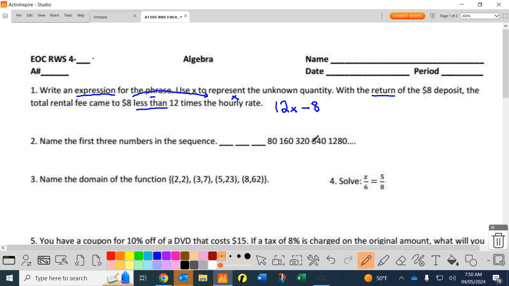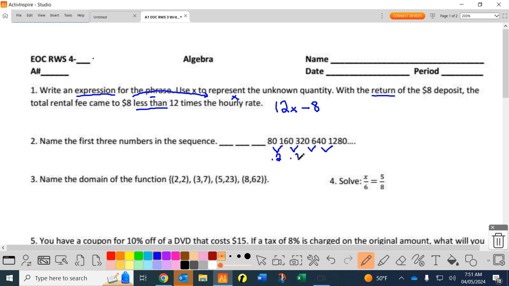From there, the next one says, name the first 3 numbers in the sequence. So what we've got to do is figure out what's happening between each number, and then go backwards. So let's see. Well, 80 to 160, they'd add 80. No, they're not adding the same amount. Let's try multiplying. 80 to 160, you would multiply by 2. 160, yeah, by 2. My guess is that's it every time.